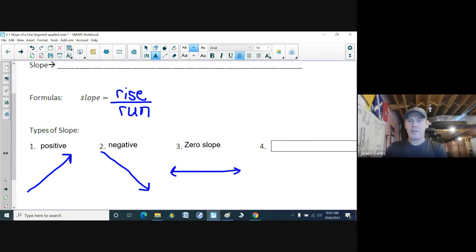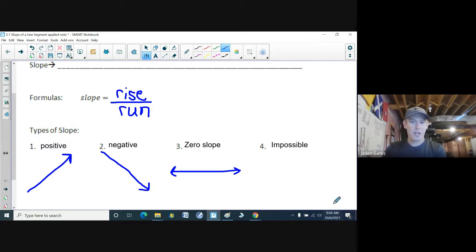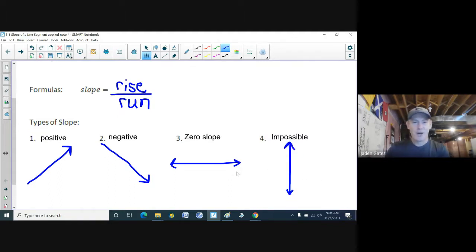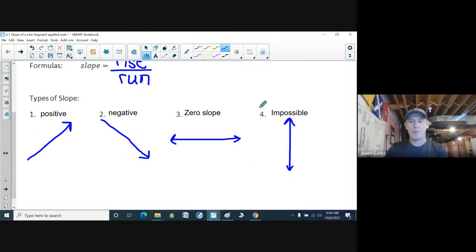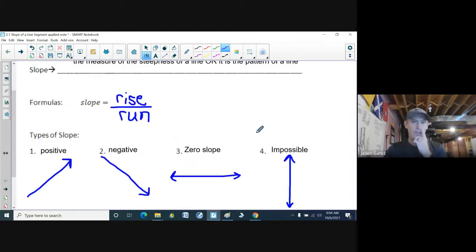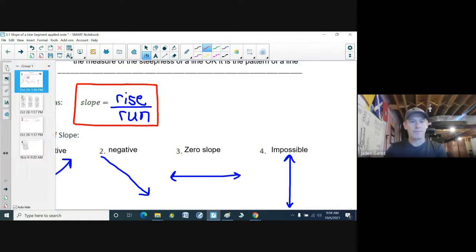Now, our fourth one, we're not really going to look at. It's got a lot of different names. I just call it impossible slope. And that is a slope where, what's the only other way you can draw a line here? Straight up and down. It's impossible to drive up that hill. All right, so we have positive, negative, and zero slope. And again, number 4, we won't worry about, which is impossible slope. What we are going to do, though, however, is find the steepness of a line using rise over run.